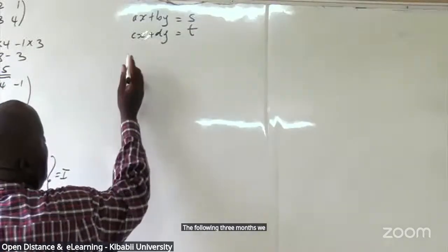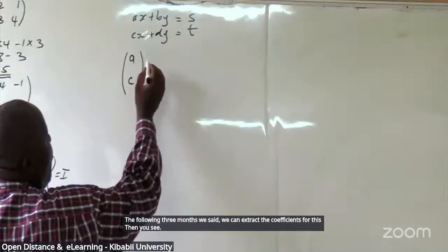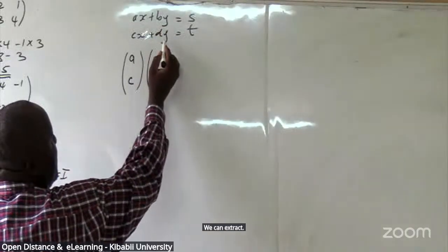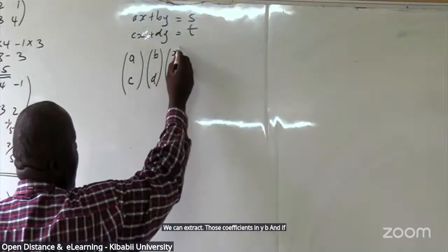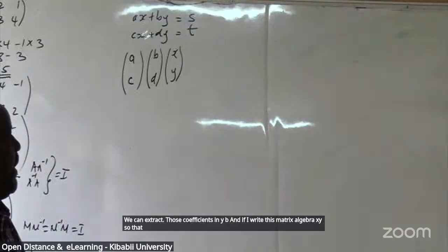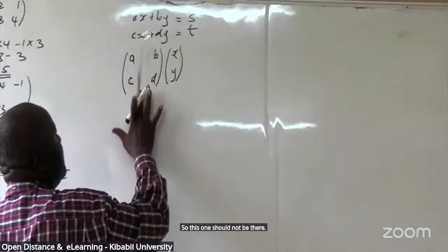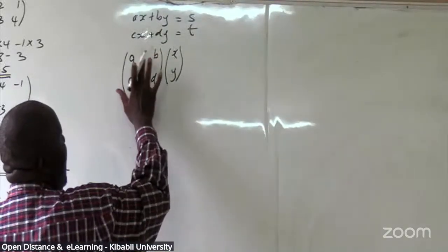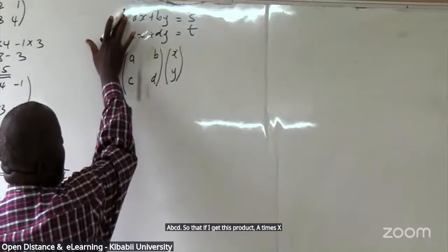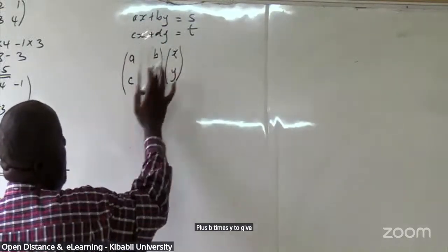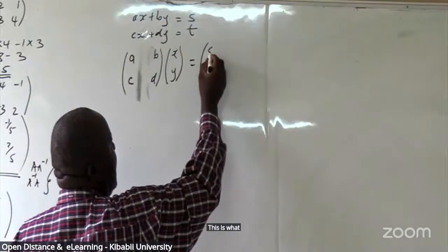We can extract the coefficients a, c, and the coefficients of y, b, d. If I write this in matrix algebra with x and y, remember from multiplication, a times x gives ax, plus b times y gives by, c times x gives cx, d times y gives dy. This is what gives us the constants s, t.